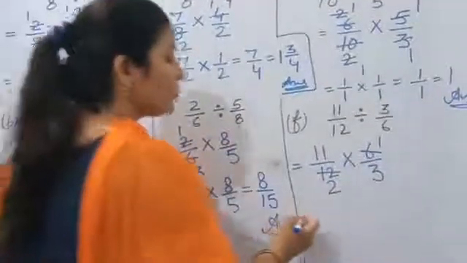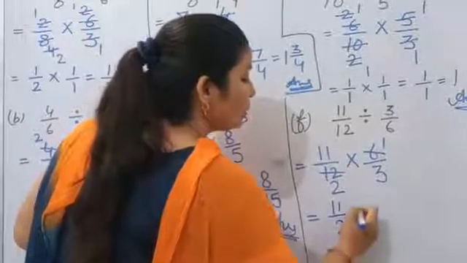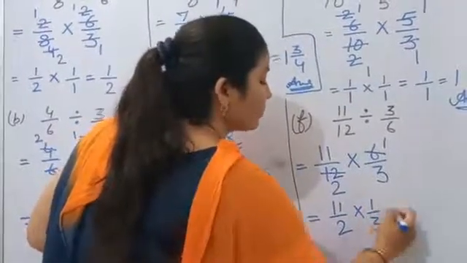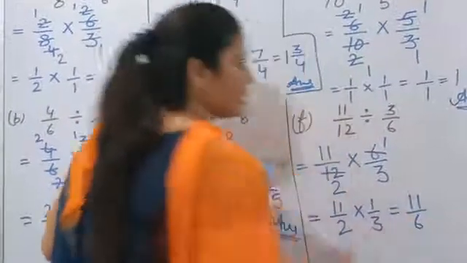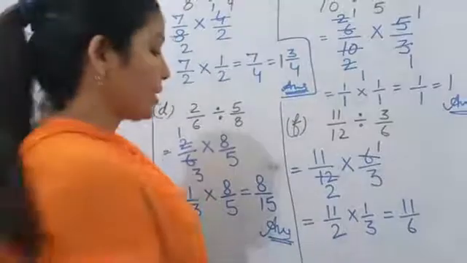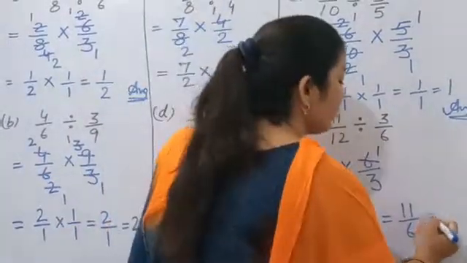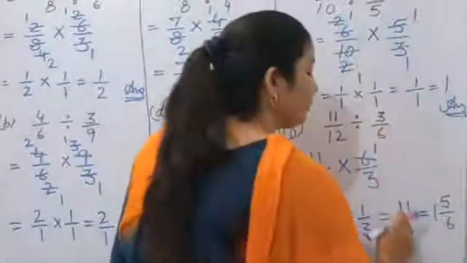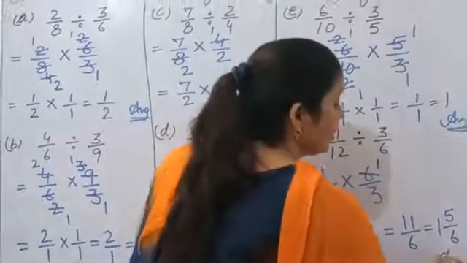Okay? So from here we have 11 upon 2 and from there 1 upon 3. 11 ones are 11 and 3 twos are 6. Now it is an improper fraction, so we will change it into mixed. So it's become 1 whole 5 upon 6, because 11 divided by 6, so 5 will be the remainder. So 1 whole 5 upon 6, that's your answer.